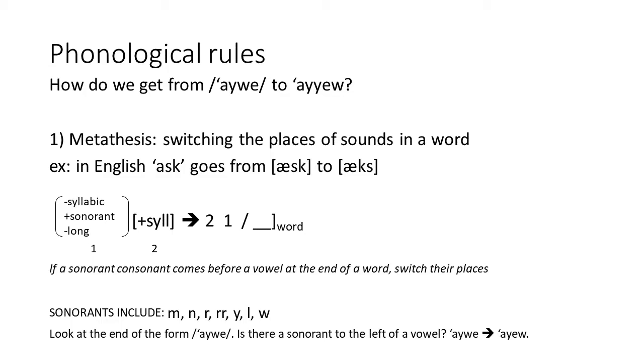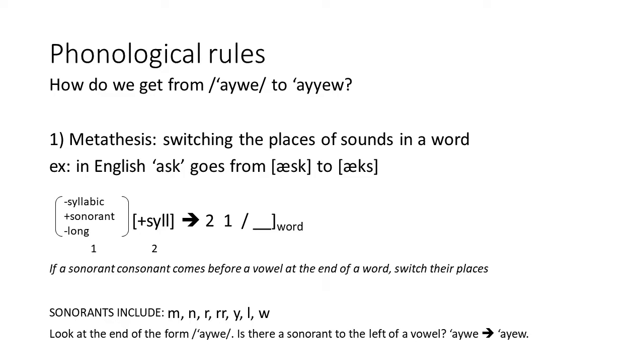This is the rule. It looks really complicated, but I'll explain it. If a sonorant consonant comes before a vowel at the end of a word, you switch their places. Specifically, a short sonorant consonant, if it's short, then you will switch it. So what is a sonorant? I just want to go over that. That is these consonants at the bottom: M, N, R, R, Y, L, W. If these consonants come before a vowel at the end of a word and they are short, then you switch them. So let's look at an example.